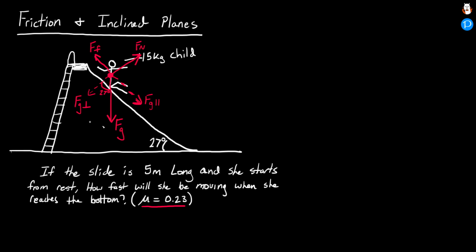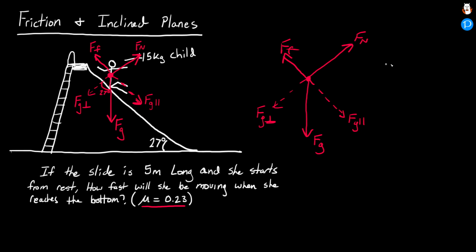So now we've got all of our forces labeled on here. Let's see if we can actually calculate the amount of some of these forces. I'm going to redraw this over here so I have a little more room to write. Here's the normal force. I'm just moving it over basically. Force of gravity pulling straight down. This is pulling down the slide, that's force of gravity parallel. This is force of gravity perpendicular. And we've got friction this way.